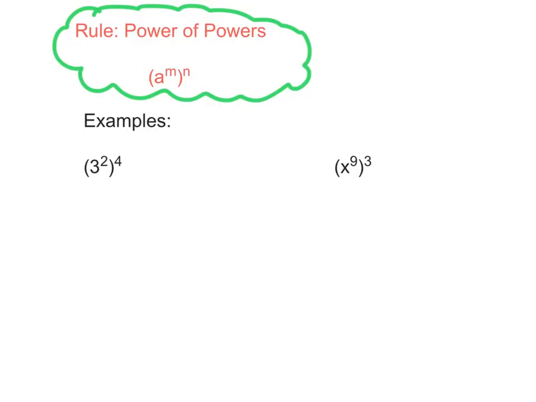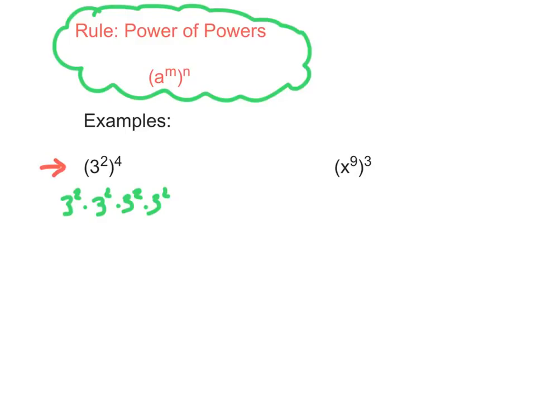So we have 3 squared to the 4th. What this means is that you're going to take this 3 squared and multiply it by itself 4 times. That is what an exponent does. So I'm going to take 3 squared and multiply it by itself 4 times. So 3 squared times 3 squared times 3 squared times 3 squared.